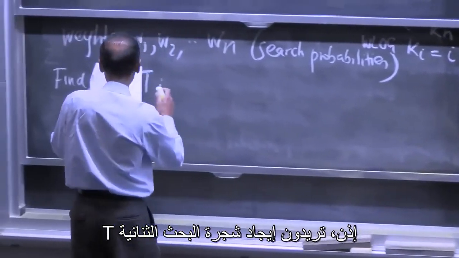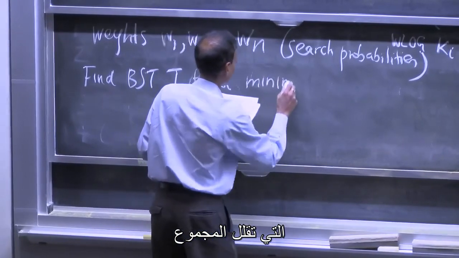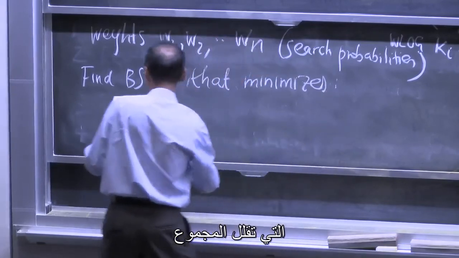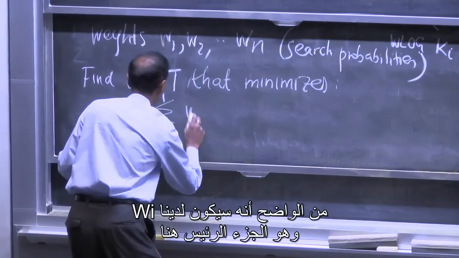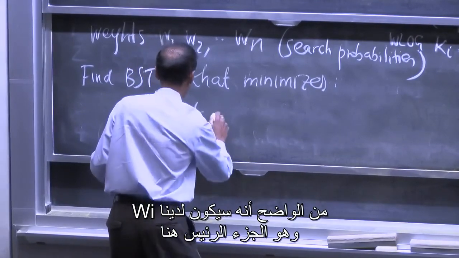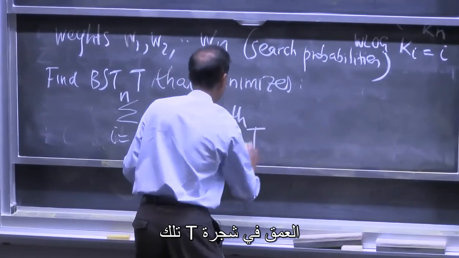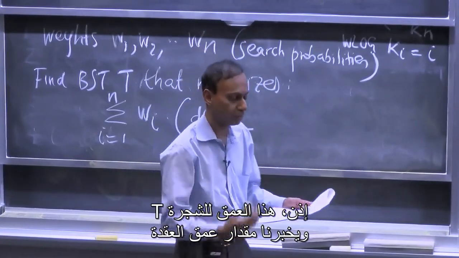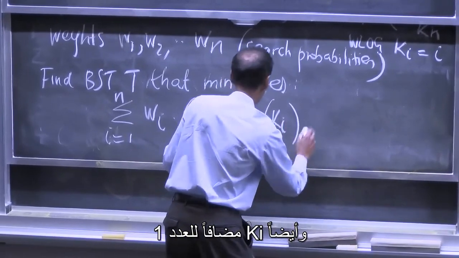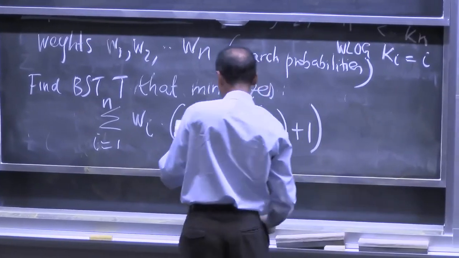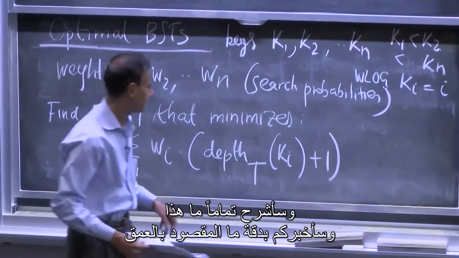So we want to find a binary search tree T that minimizes the sum over i equals 1 through n. Obviously, we're going to have this wi. That's the game here. The depth in that T, so this depth is for that T. What is the depth of the node k of i, plus 1? I'll explain exactly what this is and tell you what precisely the depth is.